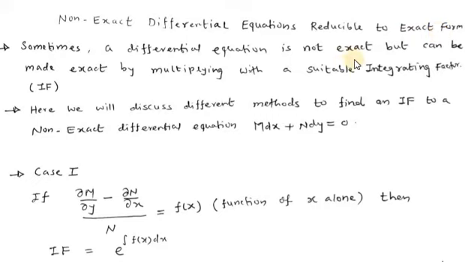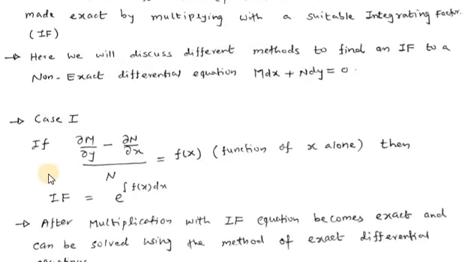Sometimes a differential equation is not exact but can be made exact by multiplying with a suitable integrating factor, that is IF. Here we will discuss different methods to find an IF for a non-exact differential equation Mdx plus Ndy equals 0, where M and N are functions of x and y. So first of all, we will consider case number 1.